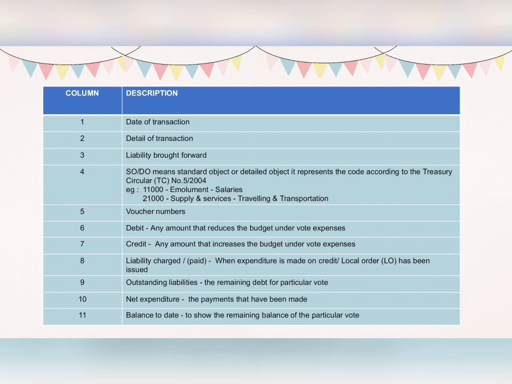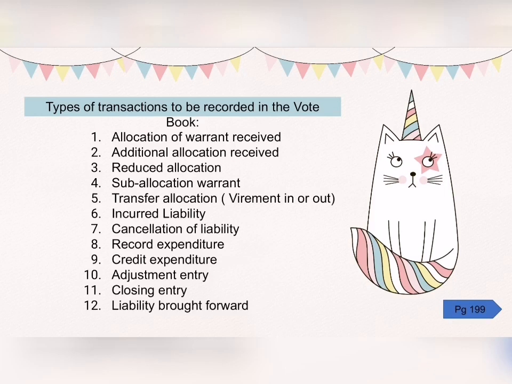Note that the debit column is to record any amounts that reduce the budget under vote expenses, and the credit column is to record any amount that increases the budget under the vote expenses. So these are the 12 types of transactions that I mentioned during my presentation last week. Now I will explain them one by one.